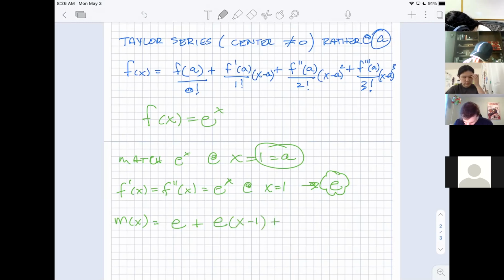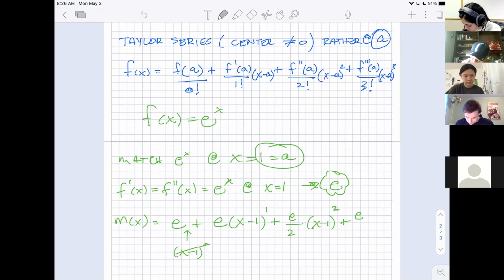And so every one of these is going to be e, but now it's e over 2 factorial times x minus 1, and then I have to add all the exponents. So we have x minus 1 to the 0 power here, but since that's 1 anyway, I just didn't write it down. Then we have the first power, the second power. This is e over 3 factorial, which is 6, and now our x minus 1 is to the third power, and so on and so forth.